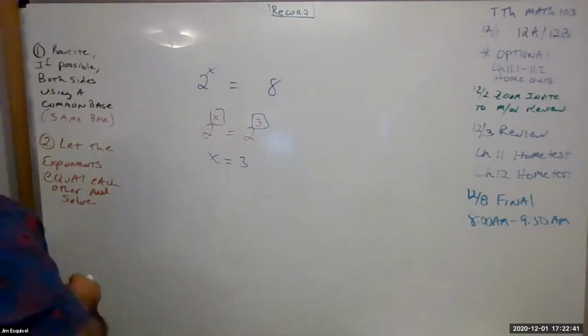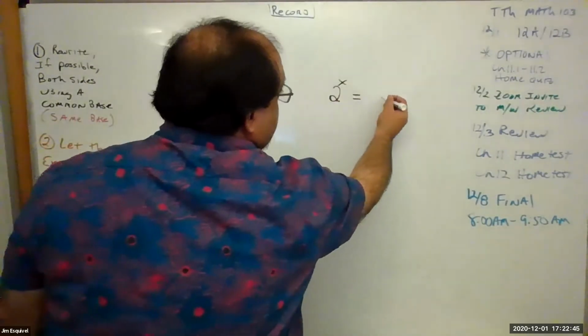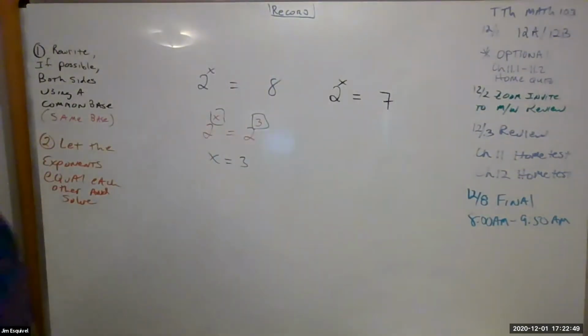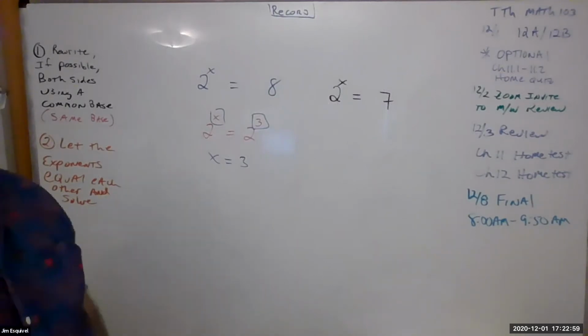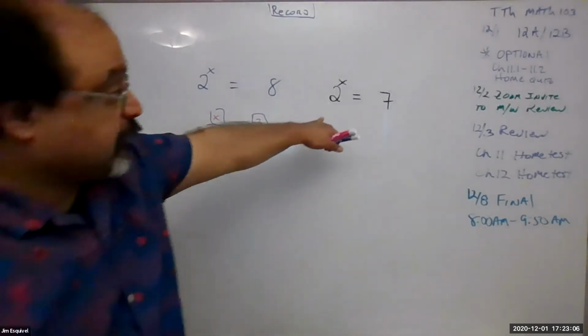But what happens when you have 2 to the x equal to a 7? Now we don't have the tools to do this. 7 cannot be written as a power of 2. There is no way to change, and you can't change 2 to any other base.